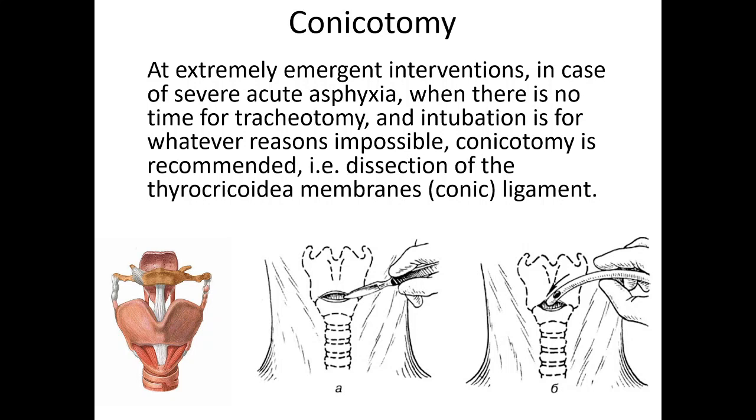Conicotomy. An extremely emergent intervention in case of severe acute asphyxia when there is no time for tracheotomy and intubation is impossible for whatever reasons. Conicotomy is recommended: dissection of the thyroid membranes, conic ligament. You see in the picture how to do it.